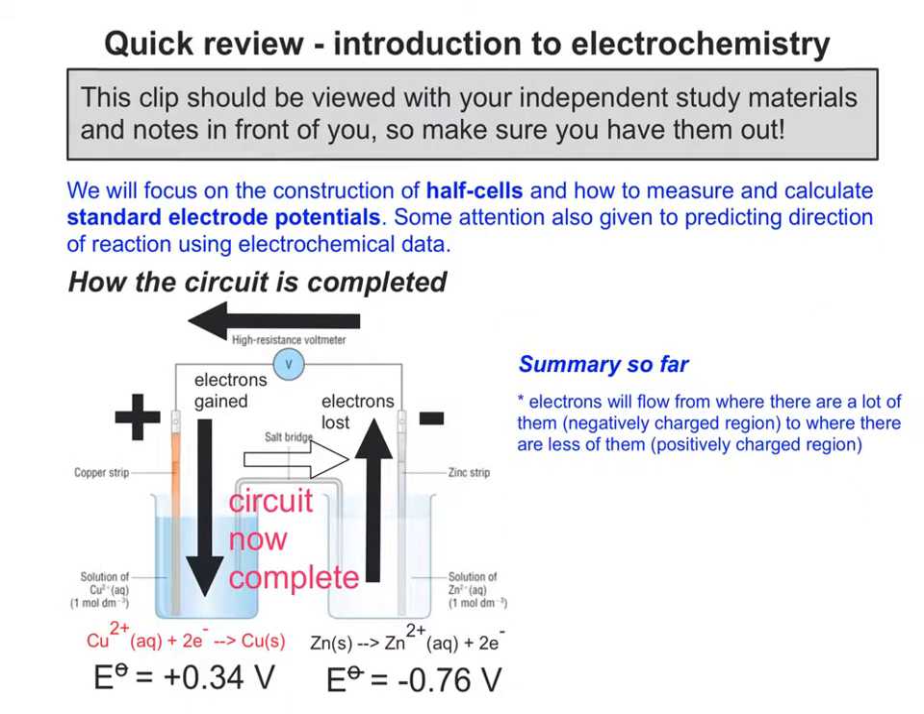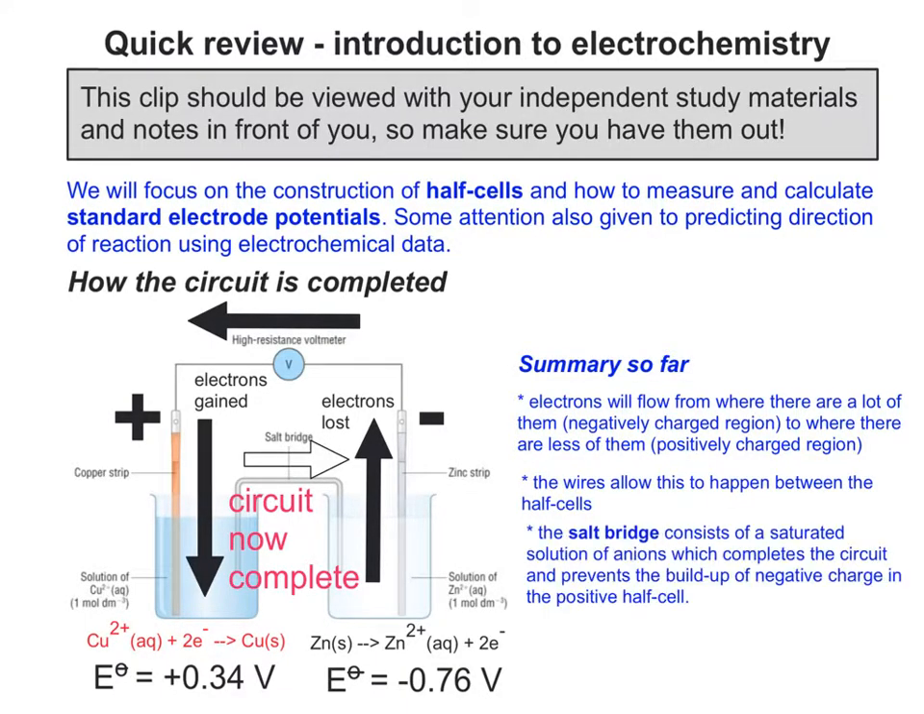To summarise what's going on so far, electrons will flow from where there are a lot of them, in other words a negatively charged region, to where there's less of them, a positively charged region. And the wires connecting the two terminals allow this to happen between the half cells. The salt bridge consists of a saturated solution of anions which completes the circuit and prevents the build-up of negative charge in the positive half cell.